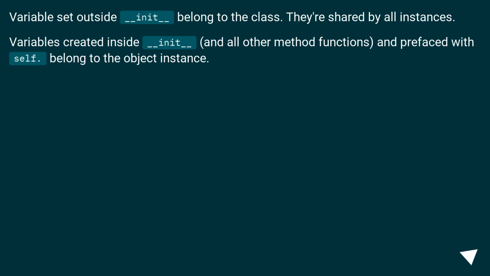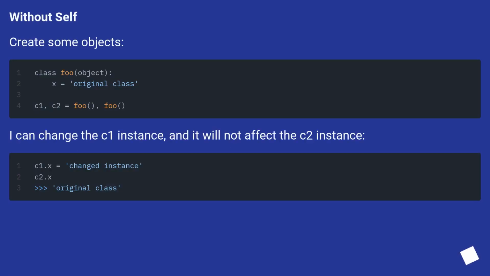Variables set outside __init__ belong to the class. They're shared by all instances. Variables created inside __init__ and all other method functions and prefaced with self belong to the object instance. Without self. Create some objects.